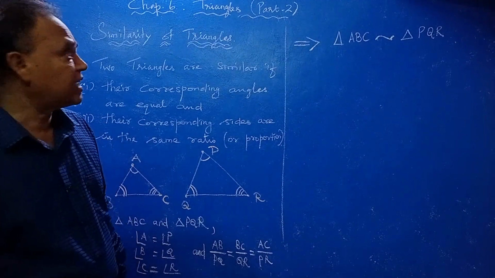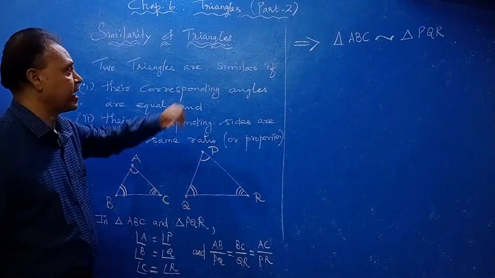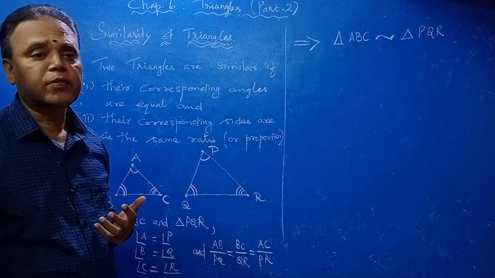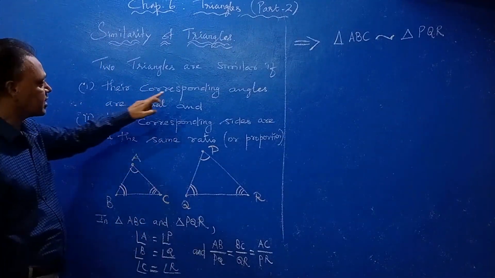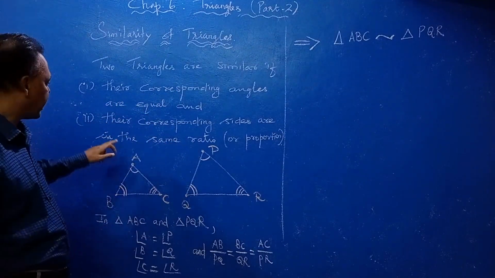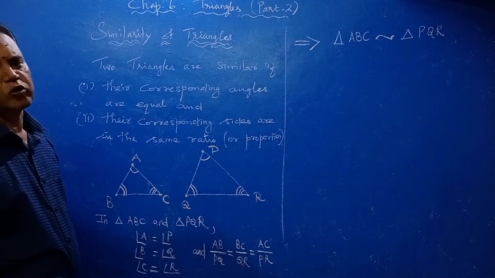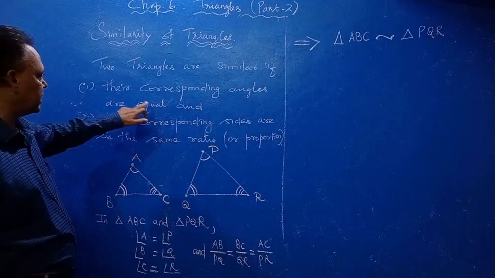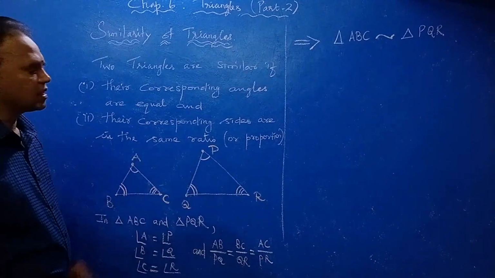Chapter 6, Triangles, Part 2. So we are going to see similarity of triangles. In Part 1 we have already studied similar polygons. Two triangles are similar if their corresponding angles are equal and their corresponding sides are in the same ratio or proportion. Clear? So two triangles are similar if their corresponding angles are equal and their corresponding sides are in the same ratio.